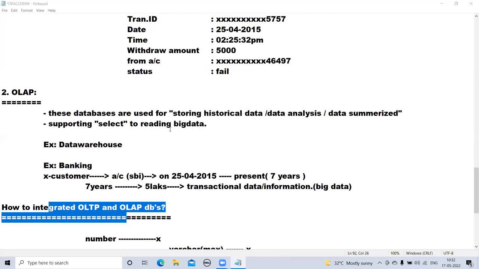Next, Lakshman. Sir, good morning, sir. Yeah, good morning, Lakshman. Sir, PL SQL and Oracle SQL are different, sir?